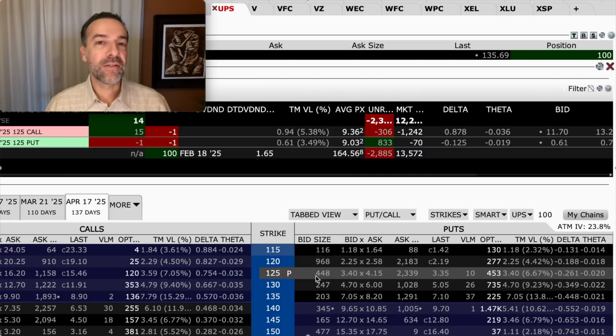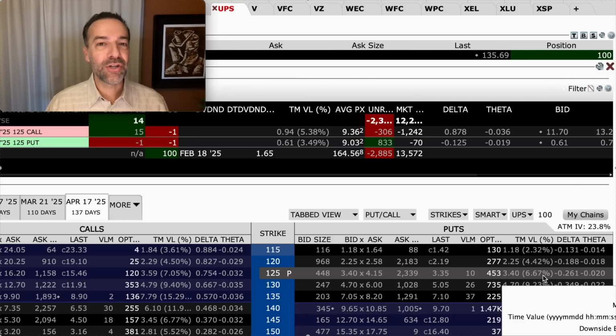But what if we went farther out in time? What if we went out to April? Here you see we have that same 125 strike price, and notice what the annualized return is. It's actually less. It's only 6.17%.